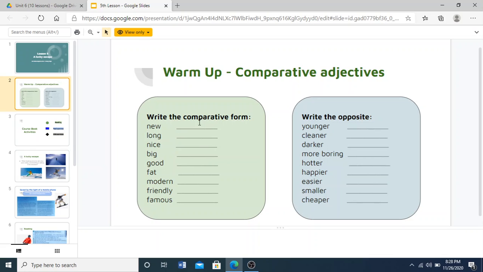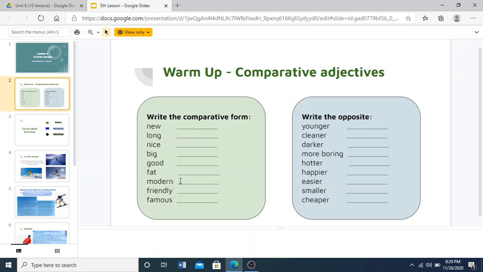All right. Now, what is a comparative form of new? Of course, it is newer. Long, longer. Nice, nicer. Big, bigger. Bigger, right? With double G. Good? What's the comparative of good? If you have written gooder, the comparative of good is better. Fat, fatter with double T.